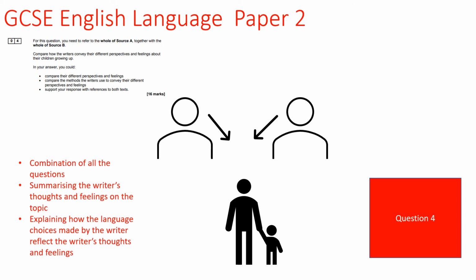So you're looking at what the writer thinks or feels about the topic. So what does source A, what does that writer think or feel about the topic? And what words and techniques has he or she used to show that idea? Comparing it then with the second text. So what does the second writer, how do they show their thoughts and feelings about the topic?